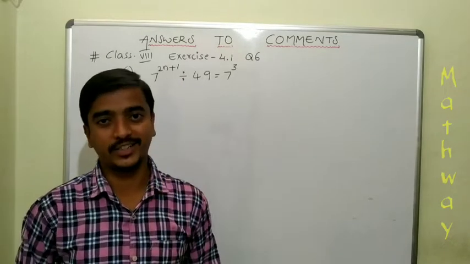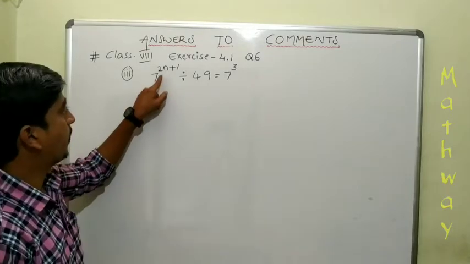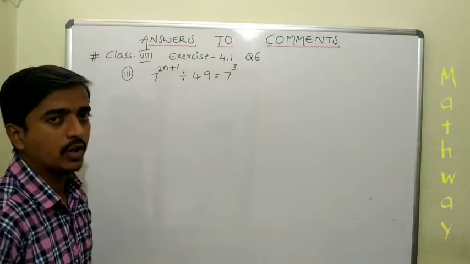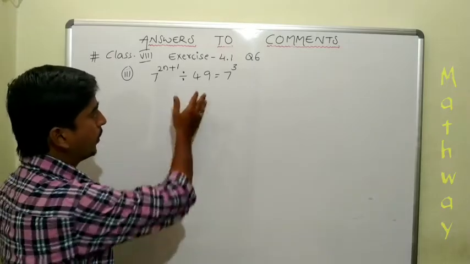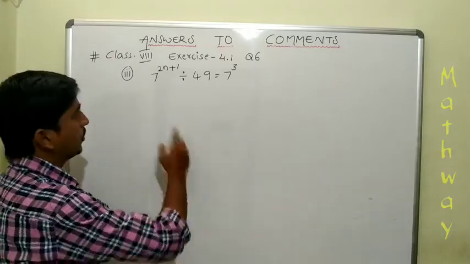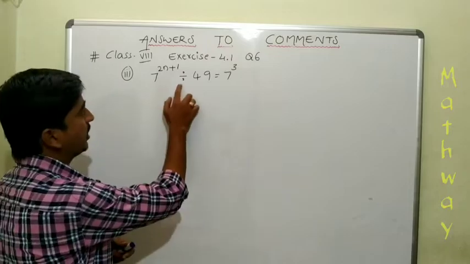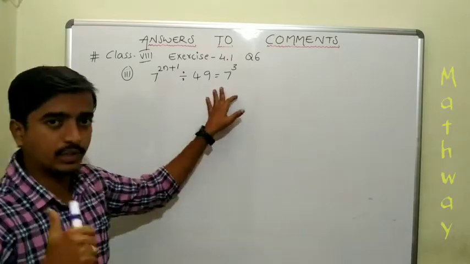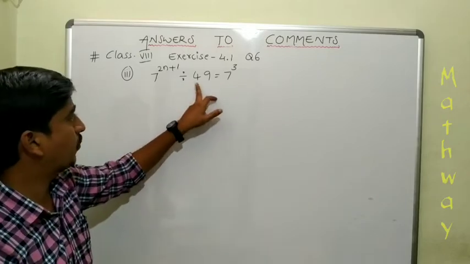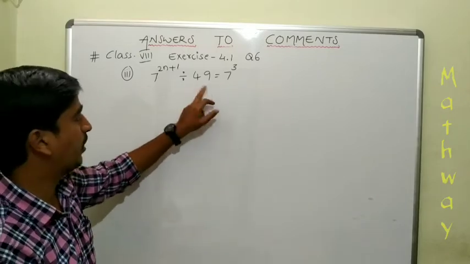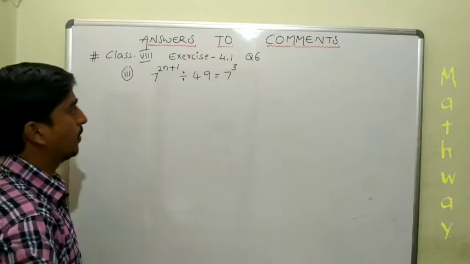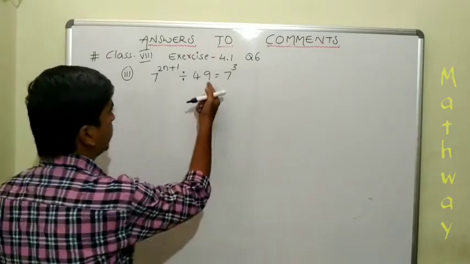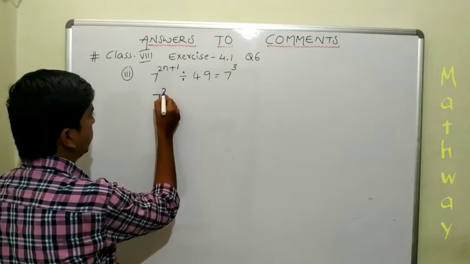Third problem in the sixth bit is 7 power 2n plus 1 divided by 49 equals 7 cube. Comparing this problem to the previous one, there was a multiplication sign, but here it is division. Also the bases were the same in the previous problem, but here the base is 49, which is different. But 49 we can write as 7 square. So let's write 49.